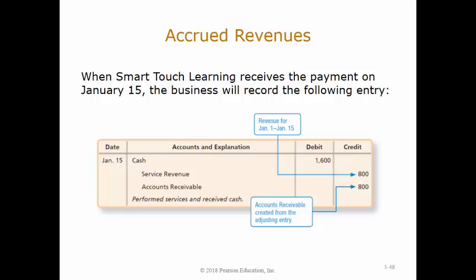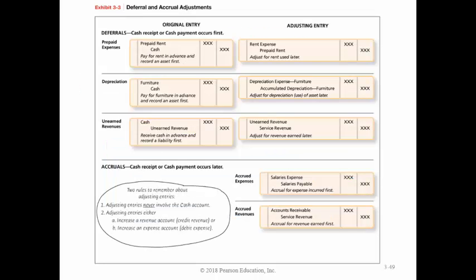When Smart Touch Learning receives the payment on January 15th, the business will record cash received. Notice that on January 15th, Smart Touch Learning records revenue only for the remaining half of the month, January 1st through January 15th. Smart Touch Learning recognizes that $800 of revenue was already recorded in December. The entry on January 15th removes the accounts receivable and records the remaining revenue. If the business had incorrectly recorded $1,600 of service revenue on January 15th, the revenue would have been overstated in January. Exhibit 3.3 is a summary of the deferral and accrual adjusting entries.